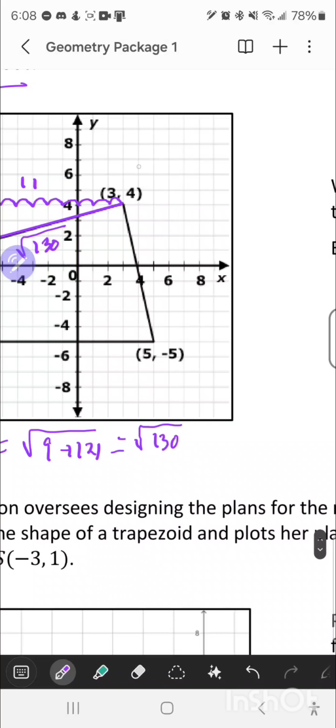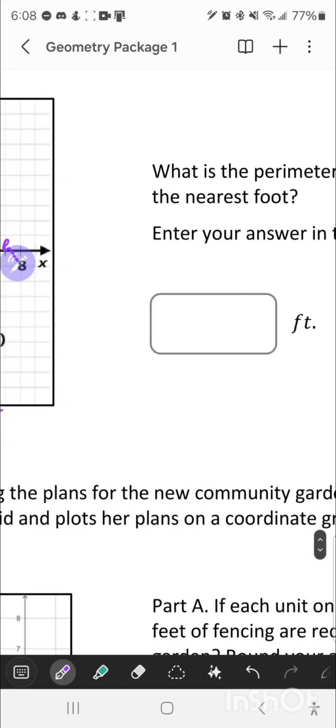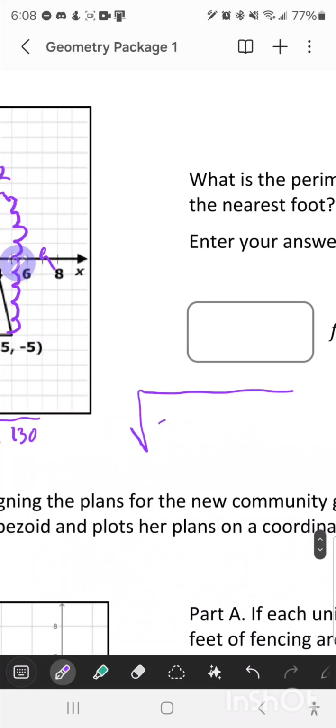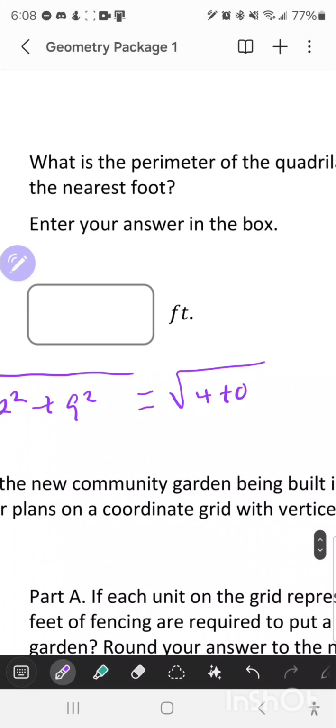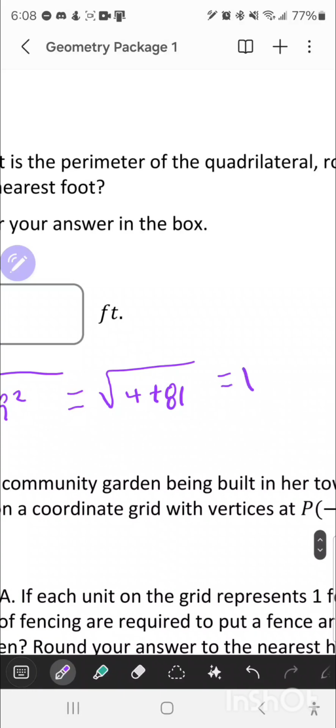Now on this other side, we do the same. We have 2 and 9: 1, 2, 3, 4, 5, 6, 7, 8, 9. We do the same Pythagorean theorem. We get the square root of 2 squared plus 9 squared. 2 squared is 4, 9 squared is 81, so 4 plus 81, and this is the square root of 85.